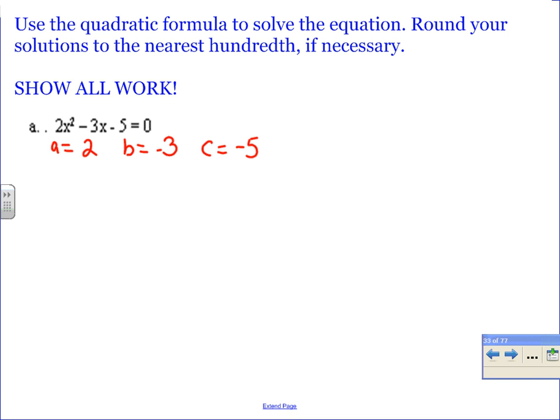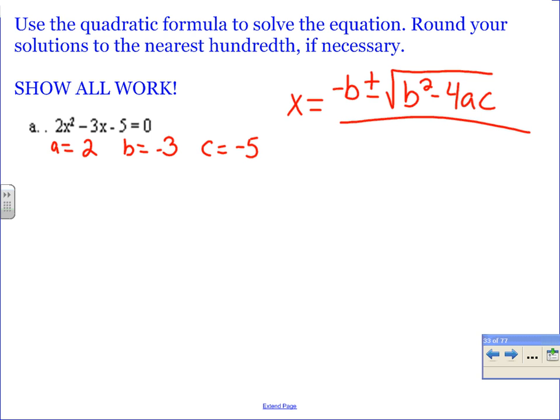I'm going to write the quadratic formula on the left over here, and I suggest you do that too, or just look back at the box at the top. The opposite of b, plus or minus the square root of b squared minus 4ac, all over 2a. You can also see it on your notes if you did not rewrite it.